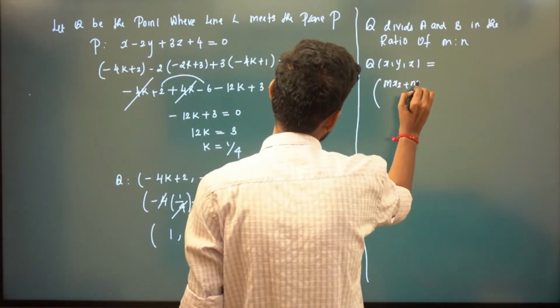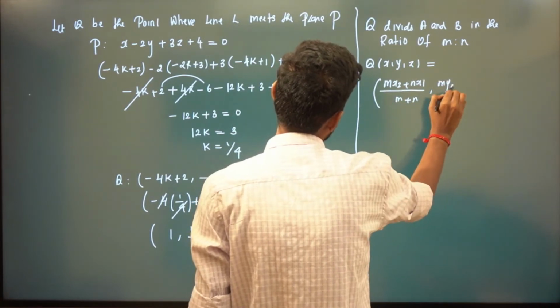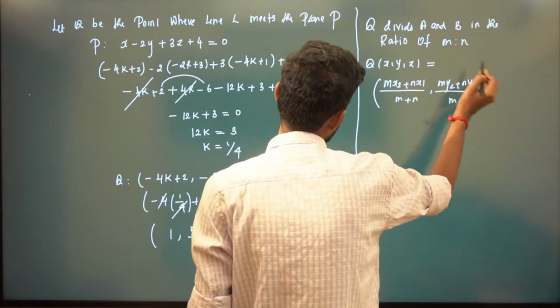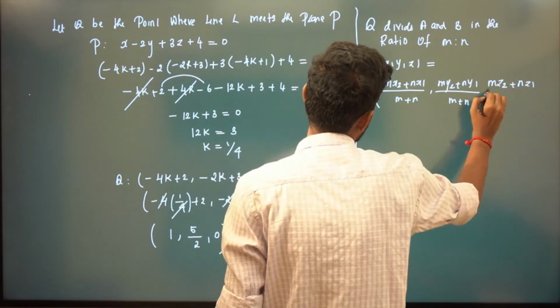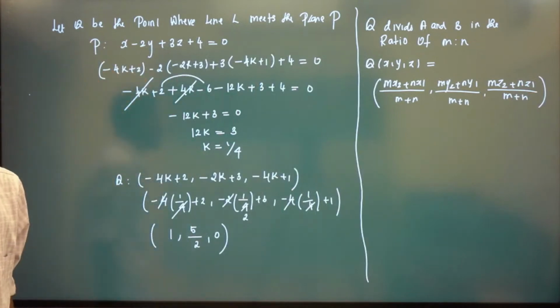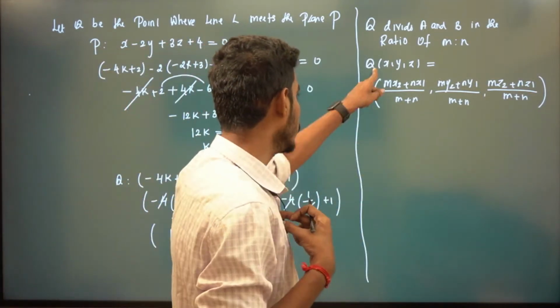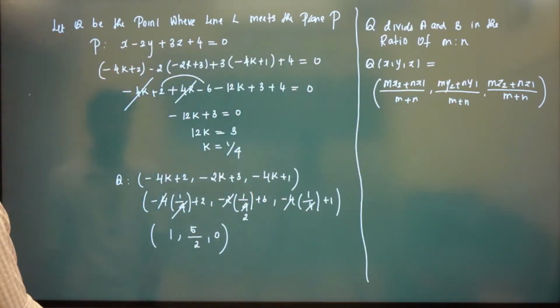mx2 plus nx1 divided by m plus n, my2 plus ny1 divided by m plus n. Since we have one more coordinate, mz2 plus nz1 divided by m plus n. This is the formula for Q in 3D, right? Now you know Q, you know x1, x2, y1, y2. Substitute back here, right? So therefore, what is Q of x comma y comma z?